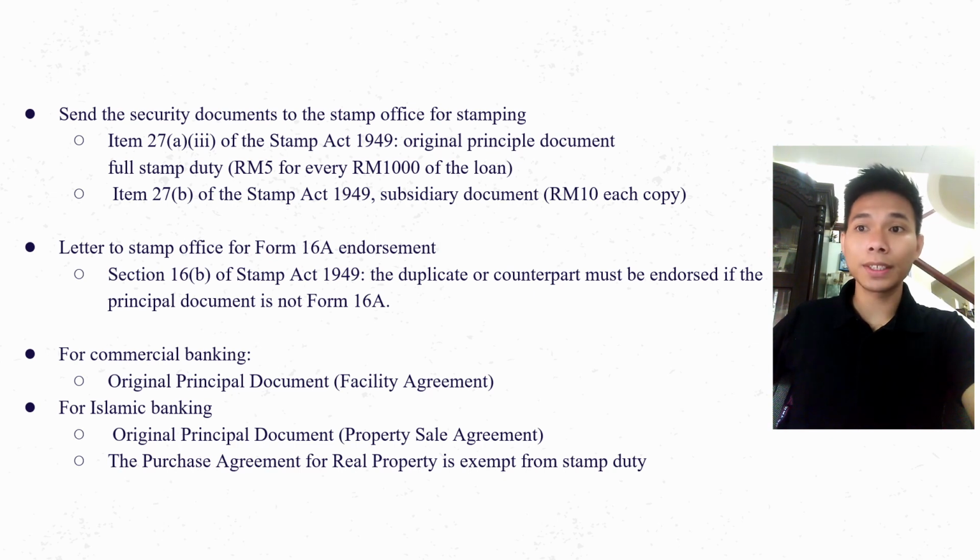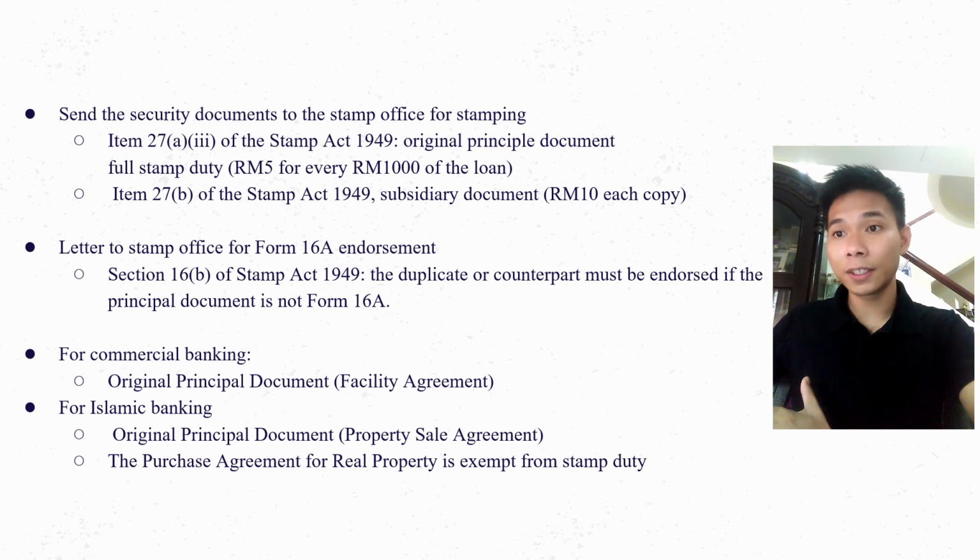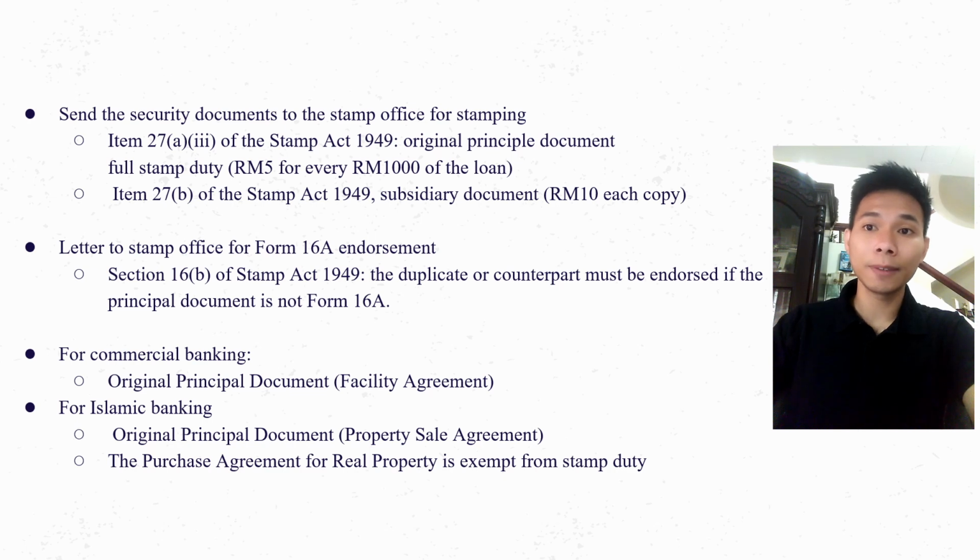For the security documents, including the facility agreement and Form 16A, the law provides the provisions for stamping under Item 27, Paragraph A, Proviso 3 of the Stamp Act 1949, where the original principal document full stamp duty is RM5 for every 1,000 ringgit of the loan, and under Item 27B of the Stamp Act 1949, the subsidiary document is RM10 for each copy. For the Form 16A endorsement, under Section 16B of the Stamp Act 1949, the duplicate or counterpart must be endorsed if the principal document is not Form 16A.